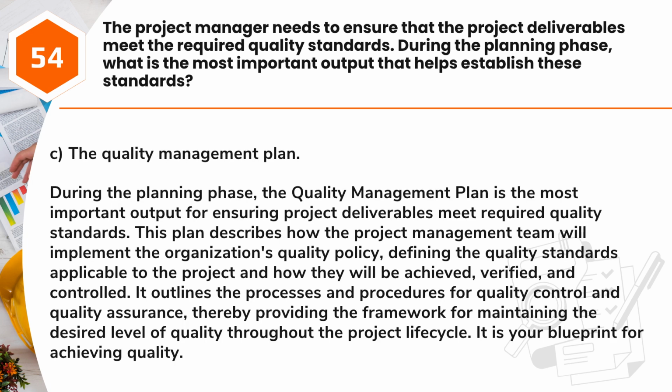Answer: C. The quality management plan. During the planning phase, the quality management plan is the most important output for ensuring project deliverables meet required quality standards. This plan describes how the project management team will implement the organization's quality policy, defining the quality standards applicable to the project and how they will be achieved, verified, and controlled. It outlines the processes and procedures for quality control and quality assurance, thereby providing the framework for maintaining the desired level of quality throughout the project lifecycle. It is your blueprint for achieving quality.